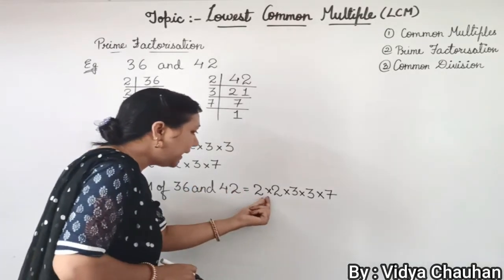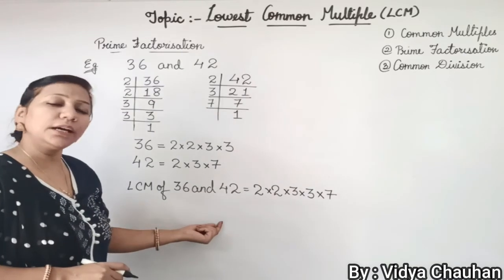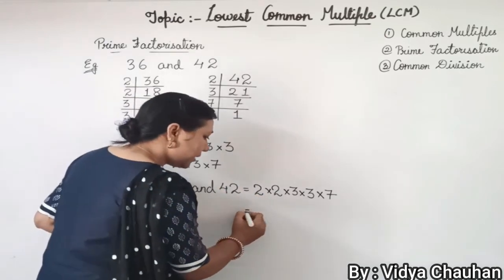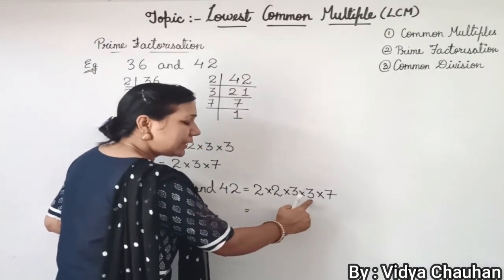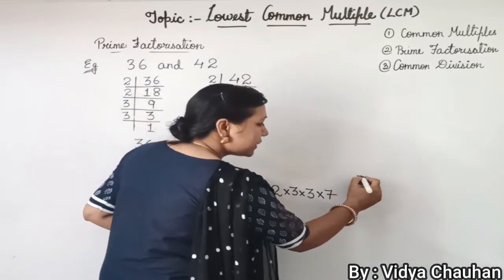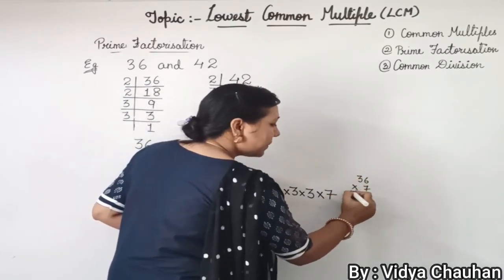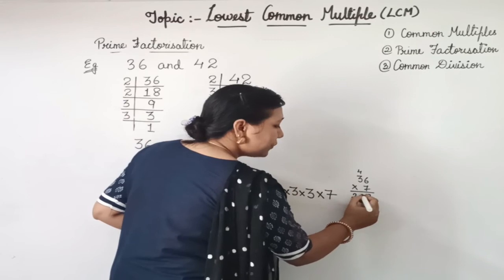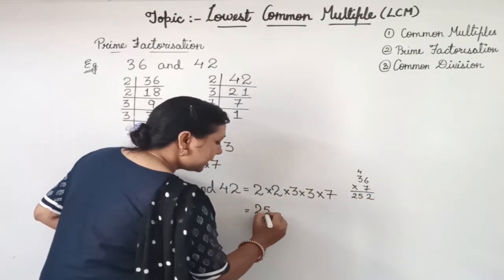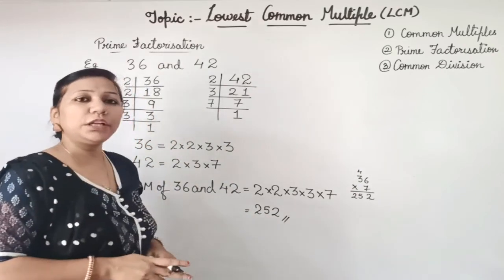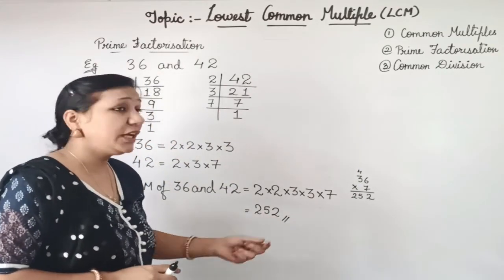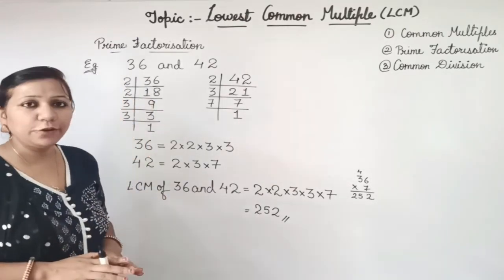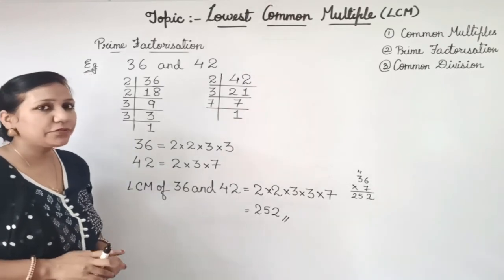Clear? Now multiplying all these values together, you will get the LCM of 36 and 42. So let us multiply. 2 2s are 4, 4 3s are 12, 12 3s are 36, 36 into 7. So let us multiply 36 by 7. 7 6s are 42, 4 here, 21, 252. So the LCM of 36 and 42 is 252. This is how you can find the LCM of any set of numbers by using the prime factorization method.